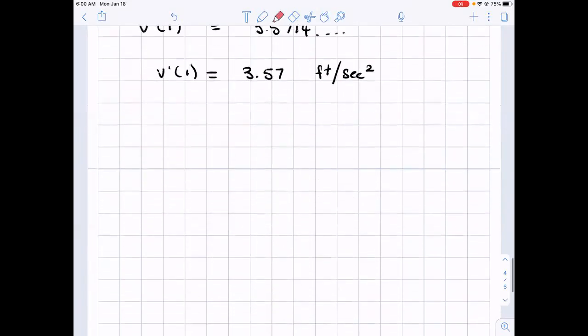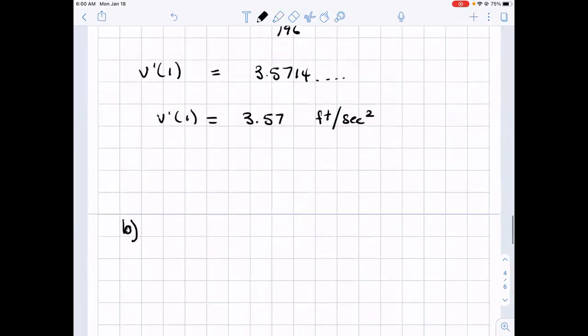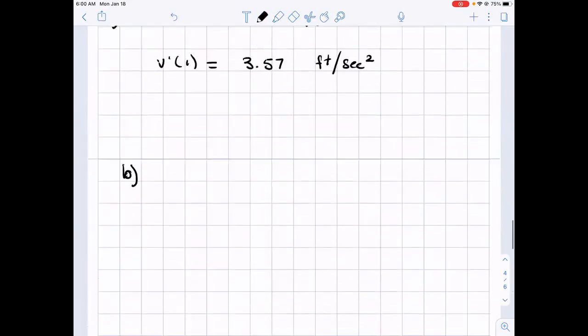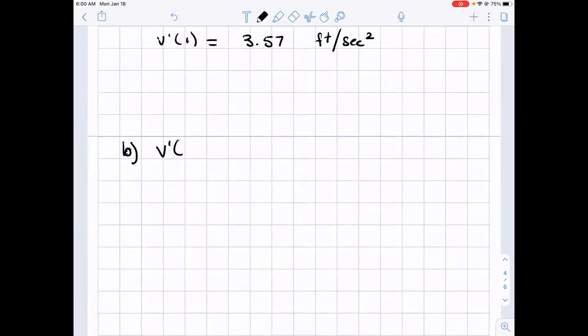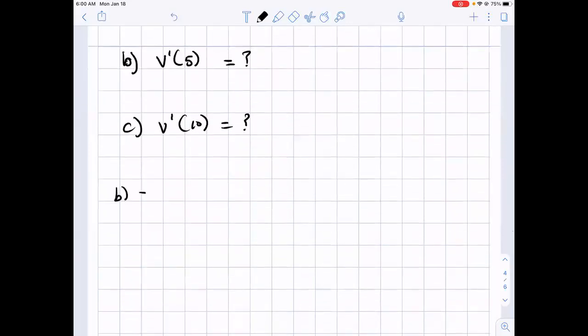So for your next part, part B, this was part A, what is V prime of 5? So you can do that. And then for part C, what is V prime of 10? You can plug in those values into your problem. Okay. So let's try them. So B would be V prime of 5.